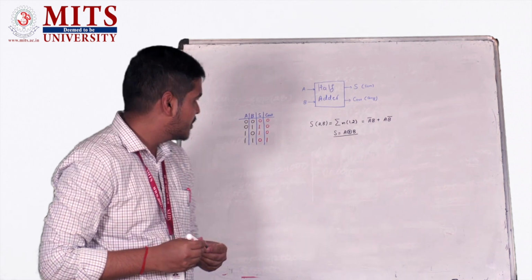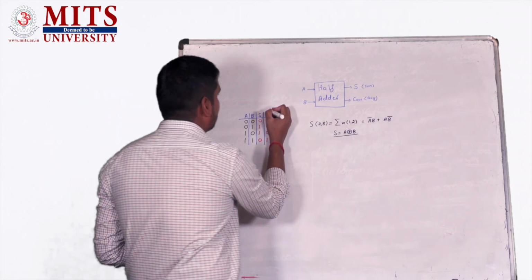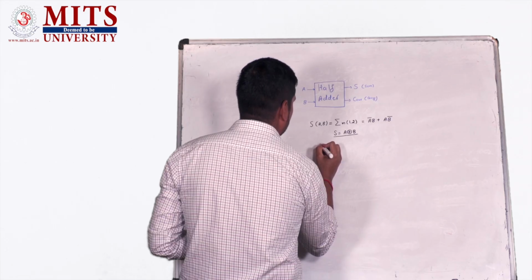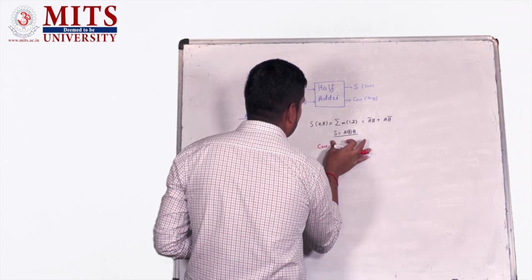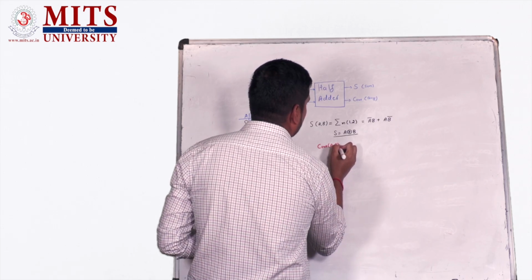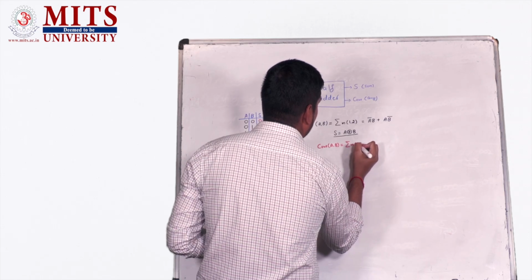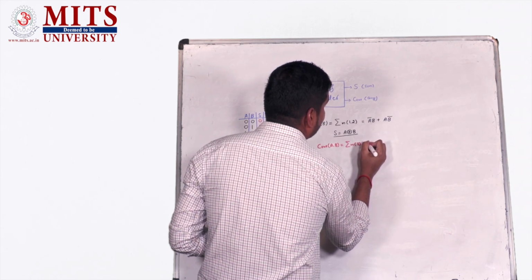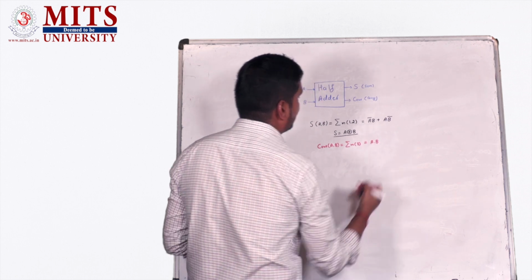Next, another output is carry output. So in carry output column, we can see only one minterm here. So simply we will write C out as a function of A and B inputs. It can be written as A dot B simply.